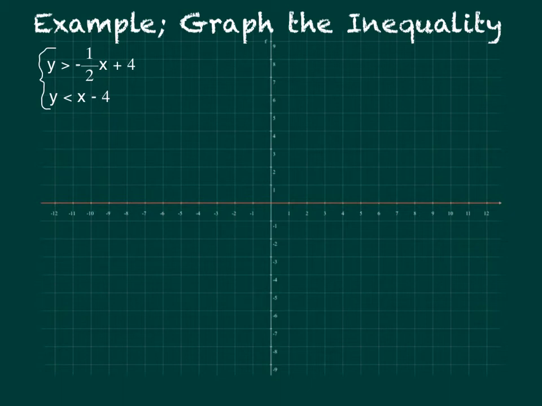So if I graph this first equation, y is greater than negative 1/2 x plus 4. So I'm going to graph y equals negative 1/2 x plus 4. So it crosses at 4, goes down 1 over 2, and then I connect the lines, or connect the dots. And I see that it is a greater than sign, so then I'm going to go back in and I'm going to make it a dashed line.